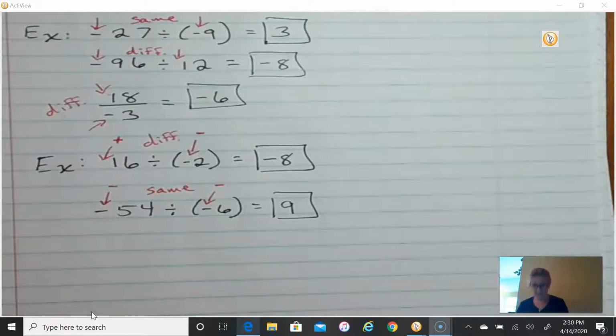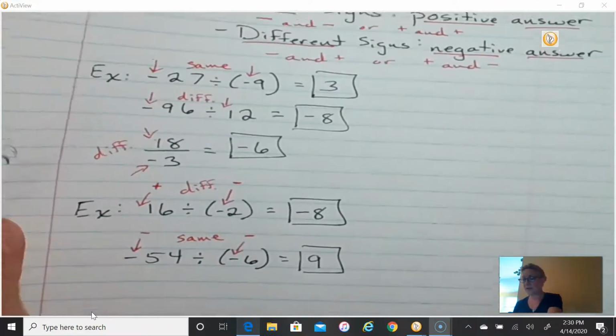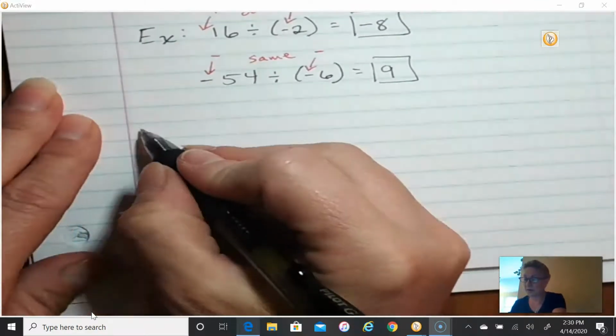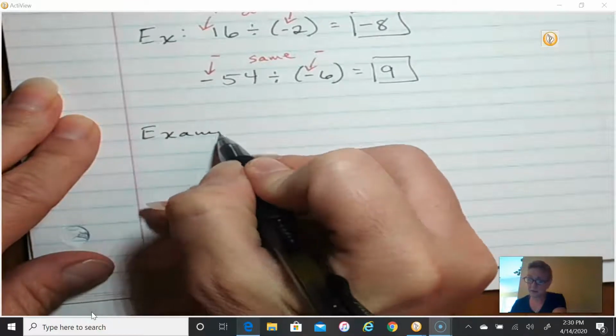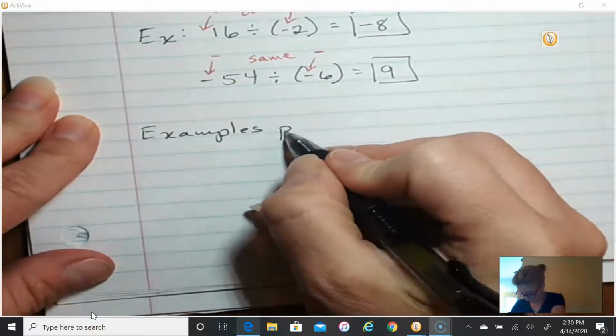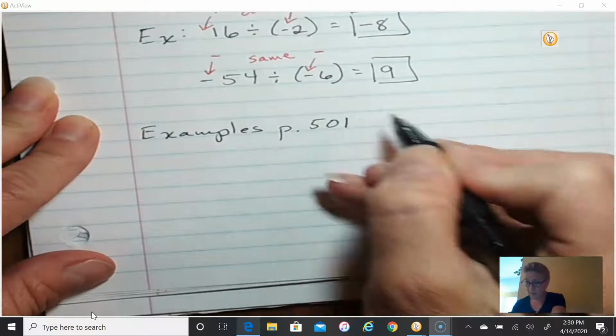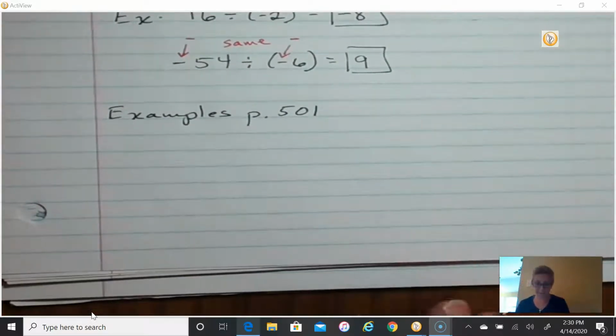Okay, let's see here. I'm going to do just a couple of examples in your book, and then I'm setting you free. So turn to page 501. If you need to pause, you can.